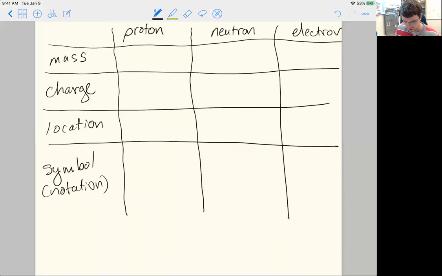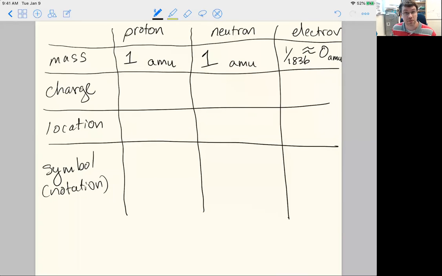So the mass row, what we have is 1 for the mass of the proton. I'm going to add a unit here in a second. 1 for the mass of a neutron, and 1 over 1,836 for the electron. So the unit on this mass will be AMU. Now for the electron, 1 over 1,836 is a pretty small number compared to the number 1. And as a result, we're going to call this essentially 0.